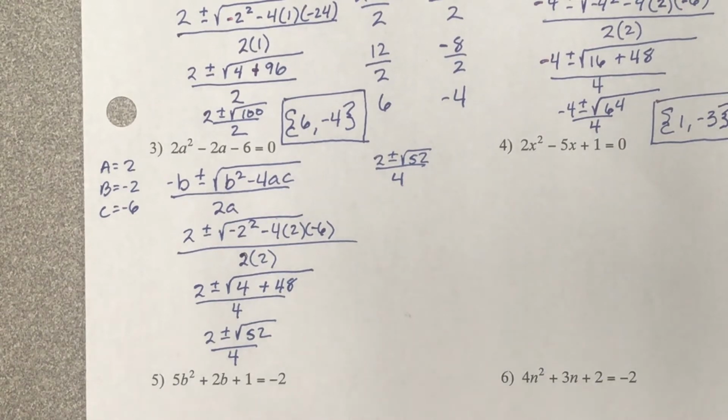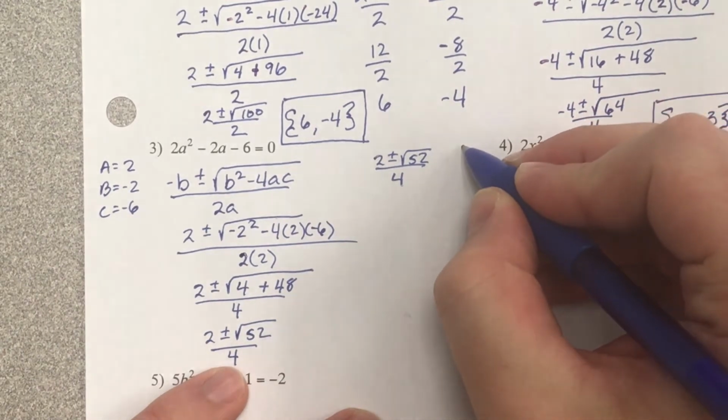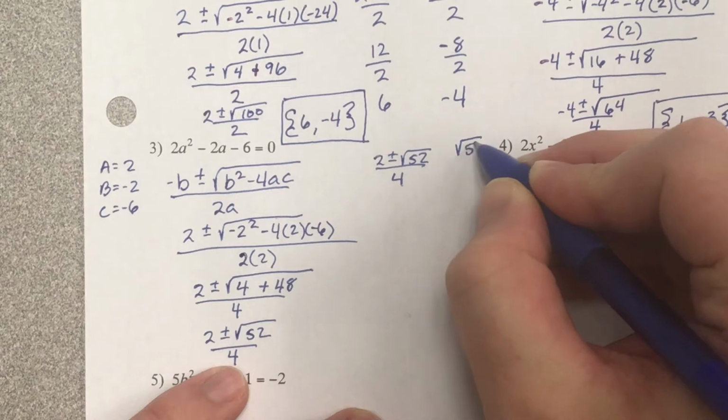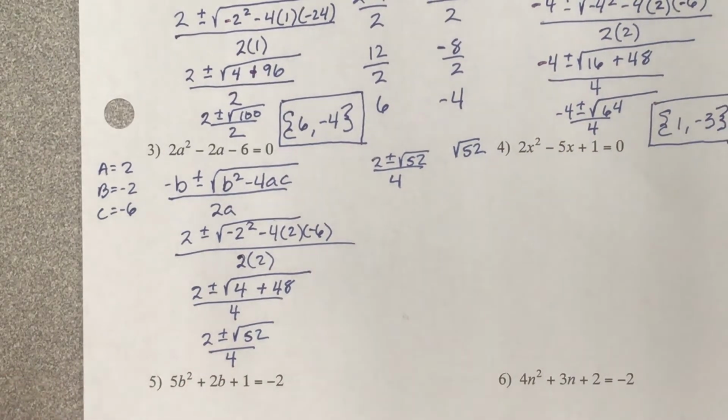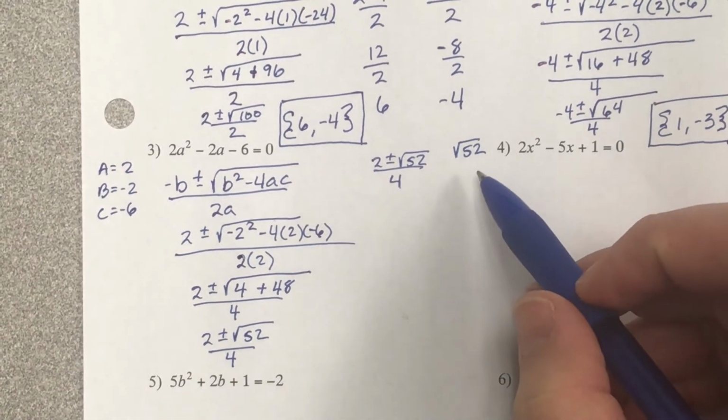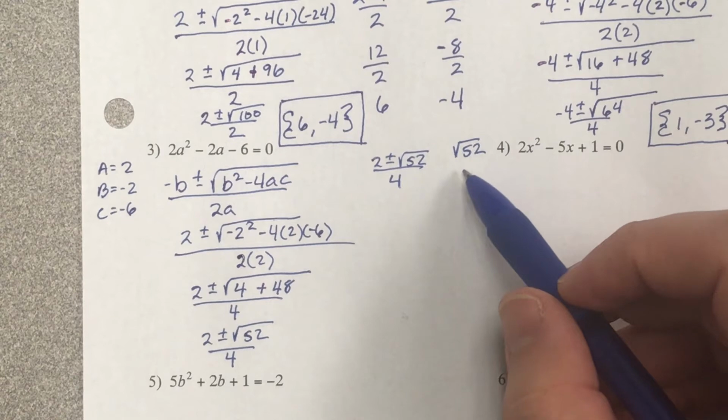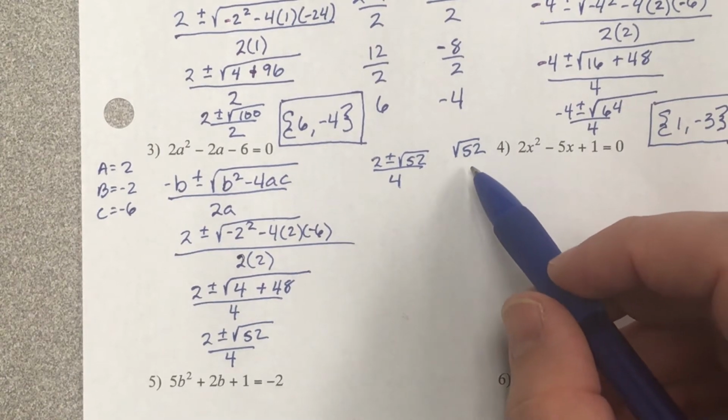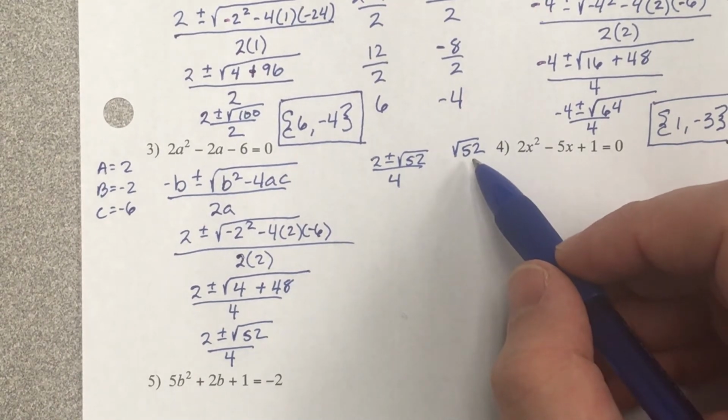Going back to what we saw about simplifying radicals, I spoke briefly about it. If you're looking at the square root of 52, what you want to ask yourself are two numbers that can multiply to give us 52. Are any of those factor pairs perfect squares?